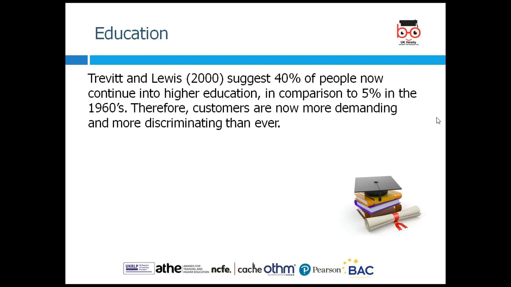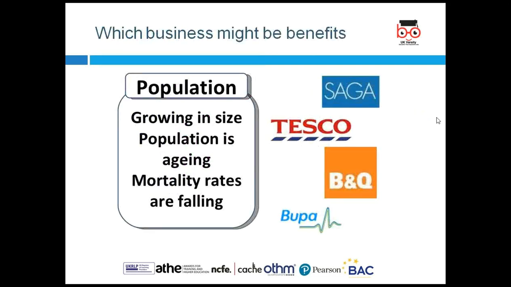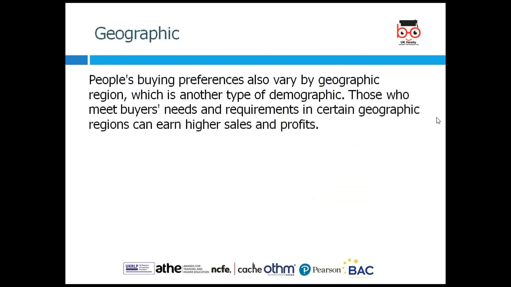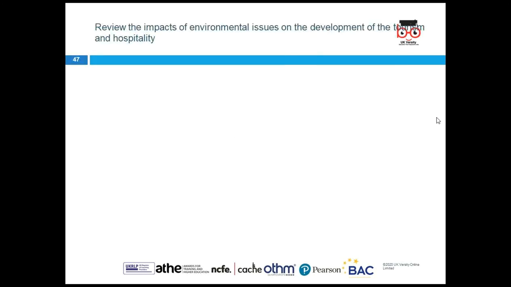Education growth, university, that's also an impact on demographics. Population size and different benefits companies offer, insurance and various others. Geographic differences in different parts. Decline in marriages, maybe both partners working, decline in children or births in some areas. That can be one way, another way an opportunity as well, but an impact as well.